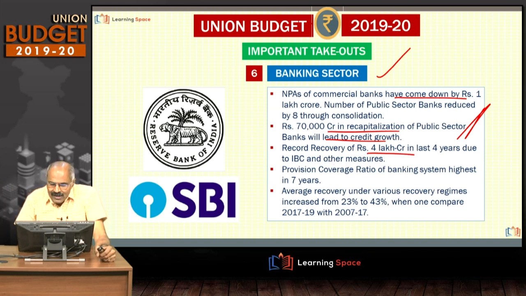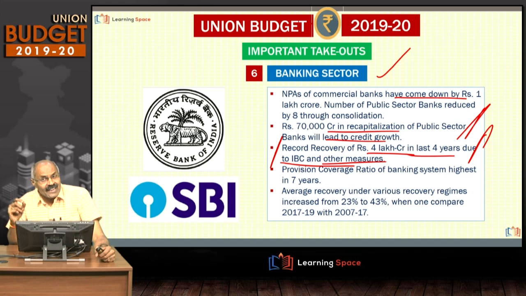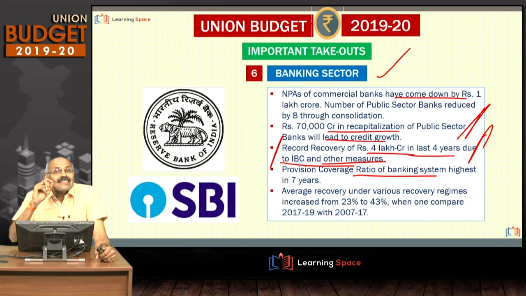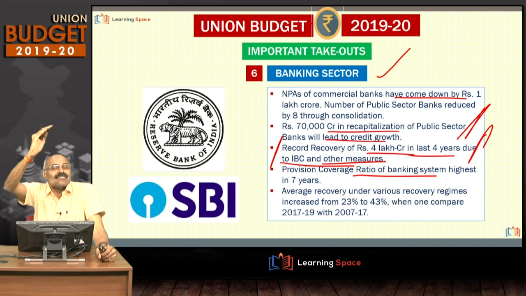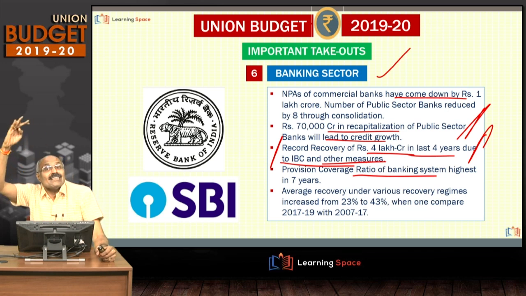Then record recovery of rupees 4 lakh crore in the last 4 years, very very important. This budget talks about record recovery of rupees 4 lakh crore in the last 4 years due to the insolvency and bankruptcy code and other measures. Then friends, the provision coverage ratio of the banking system is the highest in 7 years. All of you are familiar with provisioning, right? That is essential. When a bank loan becomes bad, the provisioning increases, right? So such provision coverage ratio reached the highest in 7 years.